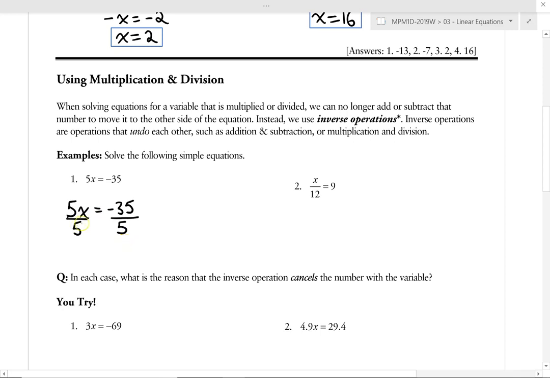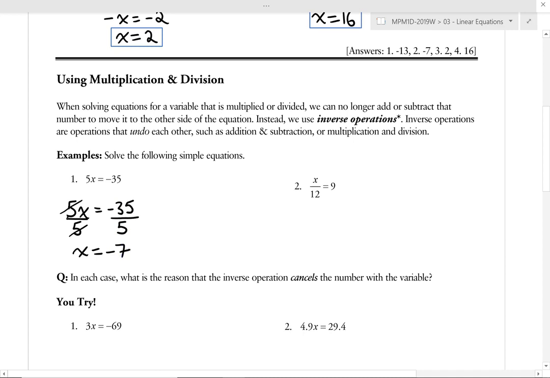Now, do you see here how on the left side, dividing this by 5 basically allows us to cross-cancel these 5s? So we end up with just x equals, and on the right, we have minus 35 divided by 5, which is minus 7. Okay, let's try it over here.